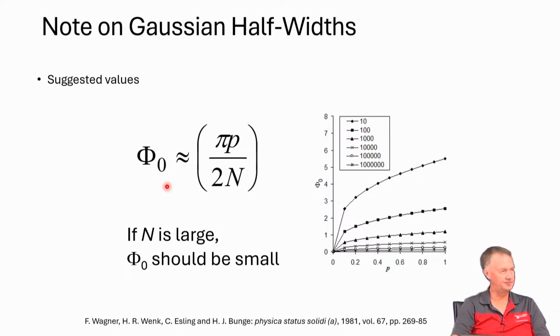Number of grains, right. Capital N is number of grains. P is a measure of texture strength, right? That's just pi. A measure of solid angle, is that what you're asking about? You're asking where this comes from? Yeah, it depends upon the number of grains. So if the number of grains is big, then we tend to look at smaller half widths. That's correct.